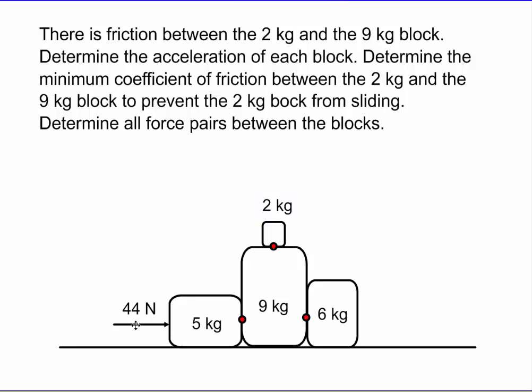This one, you have a 44 Newton force being pushed here. There's no friction along this surface here. However, there will be friction here. There's only going to be friction in one spot, between the 2 and the 9. Here's what I want you to do. Tell me what the acceleration is of each block. Tell me what the force is between 5 and 9, between 9 and 6, between 2 and 9, and then tell me what the frictional force has to be to keep this object accelerating to the right.